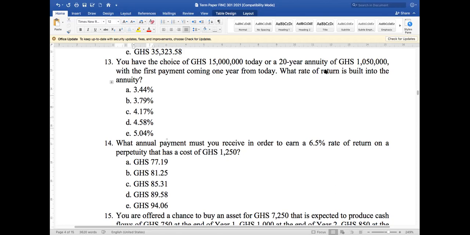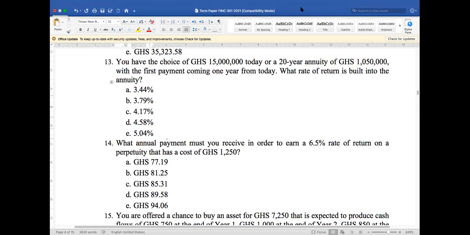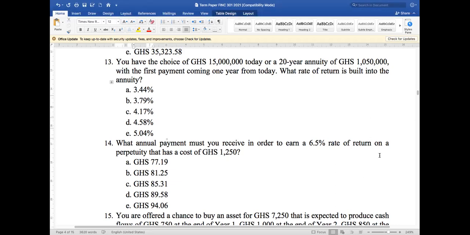In that case, you will not bring the 15 million, is that not true? If you are doing trial and error, then you don't have to write 15 million is equal to. You only put the values in there to see if you get 15 million. What I did was I used the 15 million, and when I did the trial and error, I made sure the right side was equal to the left side, which means that is the correct rate.